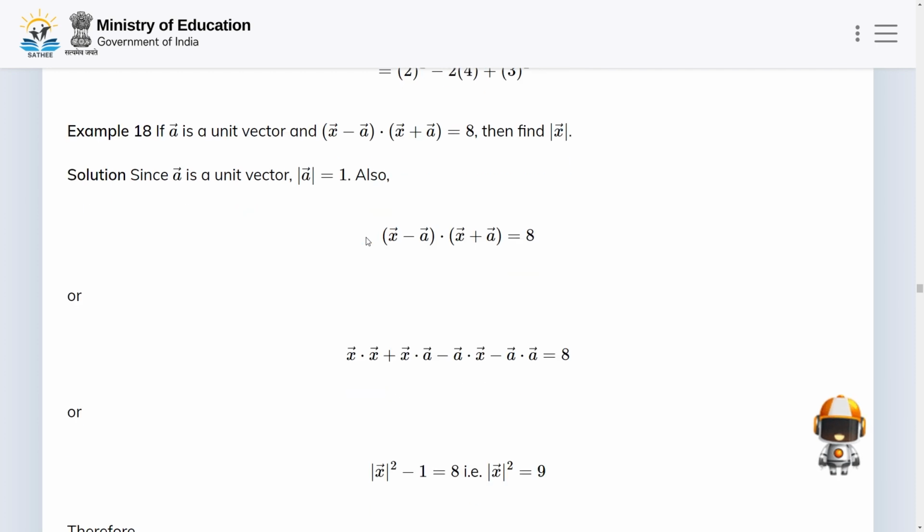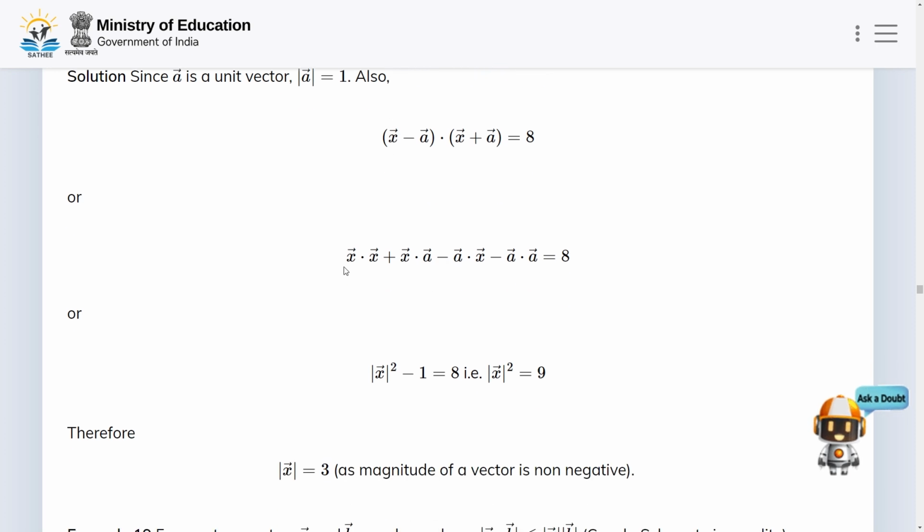Now next example: if a is a unit vector and follows this condition, then find the magnitude of the x vector. Since a is a unit vector, the magnitude of a will be just 1. Now what you have to do is, first of all, write this, then multiply them or distribute them.